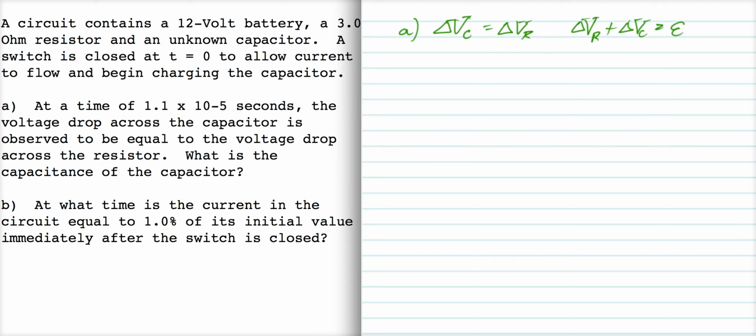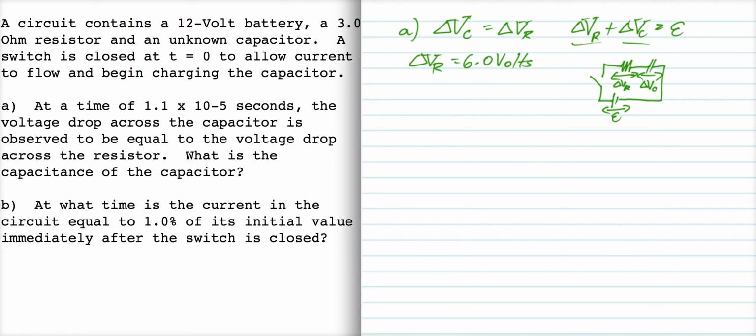If I draw this out, so here's the EMF, here's the switch, here's the resistor, here's the capacitor, right? If I take that voltage drop plus that voltage drop, it's got to equal that voltage difference. So if the EMF is 12, and these are both equal to each other, then they both have to be 6, right? So the voltage drop across the resistor must be 6 volts.